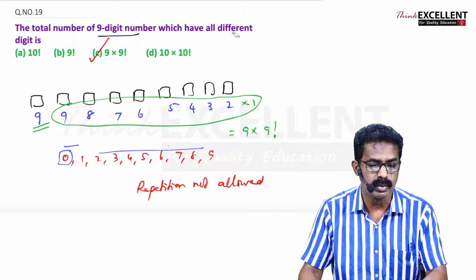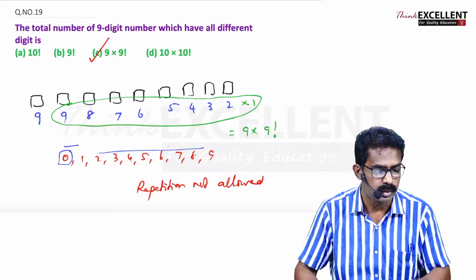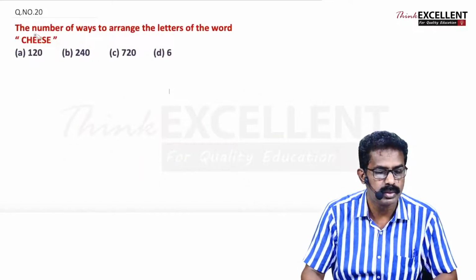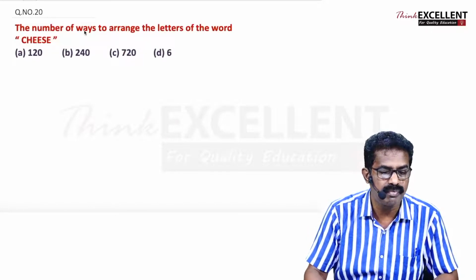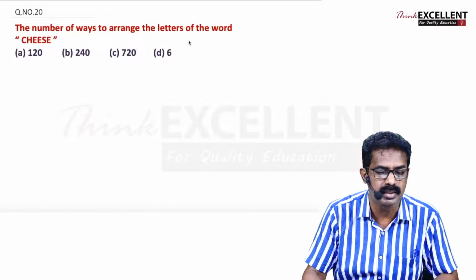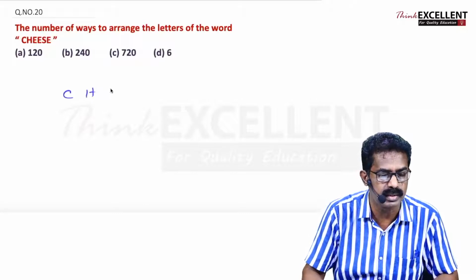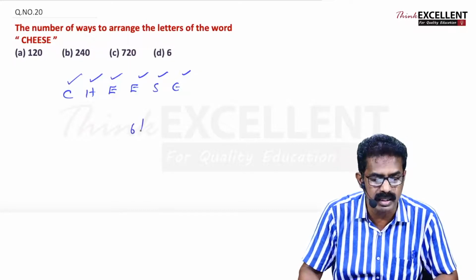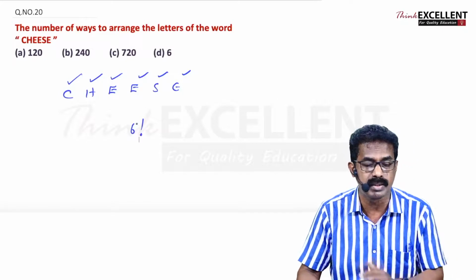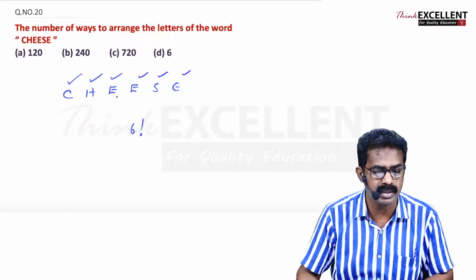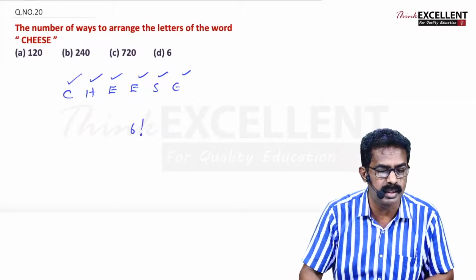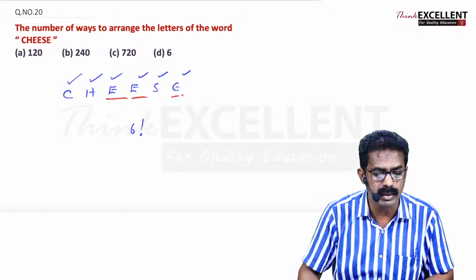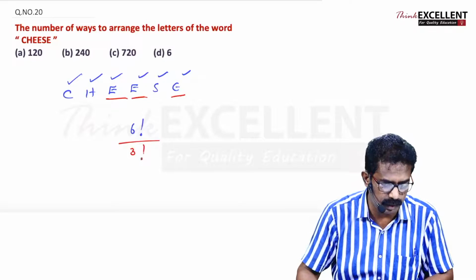Okay, now let's move on to the next question. Question number 20. Look at this question. The number of ways to arrange the letters of the word cheese. C-H-E-E-S-E. Very simple question. How many letters are there? 1, 2, 3, 4, 5, 6. 6 letters can be arranged in 6 factorial ways. If there is no repetition, this is your answer. But there is a repetition. E repeats how many times? E repeats 1, 2, 3 times. So by 3 factorial.